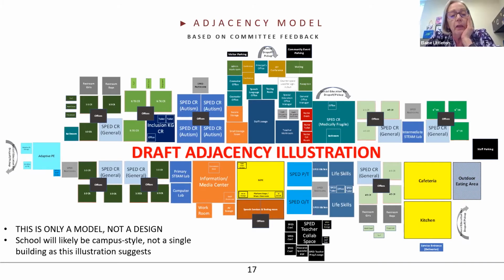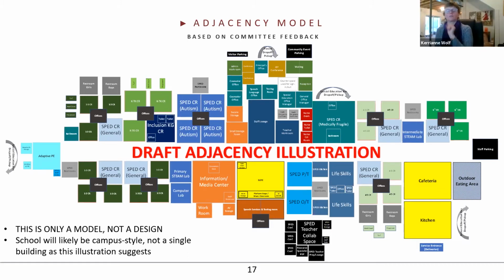Okay, so adaptive PE, OT, and PT are very much intertwined, and a lot of times those three service providers are working with the medically fragile or the life skills kids, and sometimes our kids on the spectrum, but they're working in the classrooms with them. The OT does some pull out, but not much. Most of the services are done in the classroom with the students. And so they're going in and out. So they do need to be located close to those, especially the medically fragile and the life skills classes.